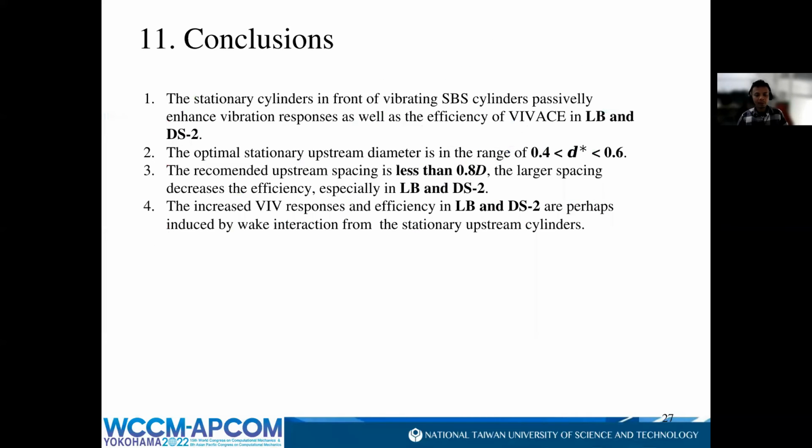And the conclusion of our present investigation: first, the stationary cylinder in front of the vibrating side-by-side cylinder passively enhances the vibration response as well as the efficiency of 5-phase in lower branch and also in desynchronization too. And the optimal stationary upstream diameter is in the range of 0.4 until 0.6. And the recommended upstream spacing is less than 0.8, because the larger spacing decreases the efficiency, especially in lower branch and also in desynchronization too. And the increase of the VIV response and efficiency in the LB and DS2 is perhaps induced by the wake interaction from the stationary upstream cylinder.